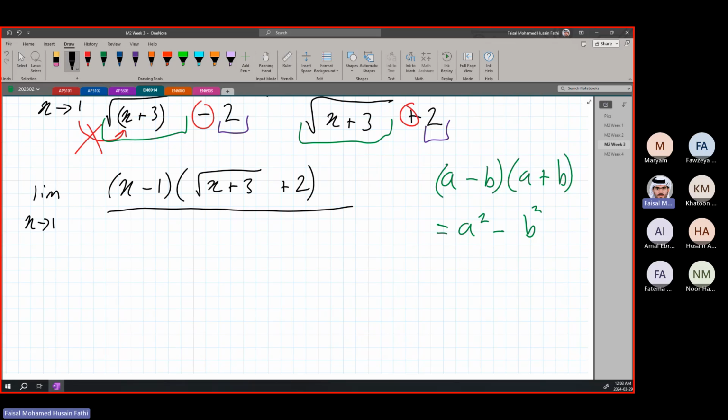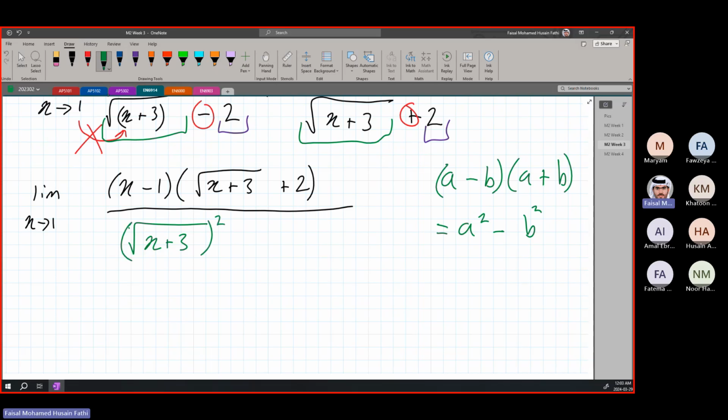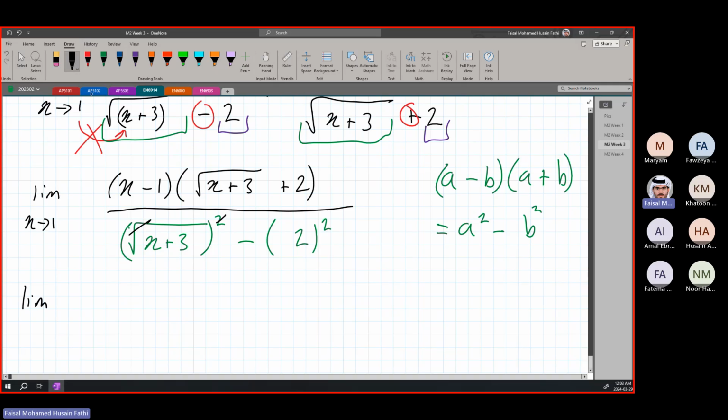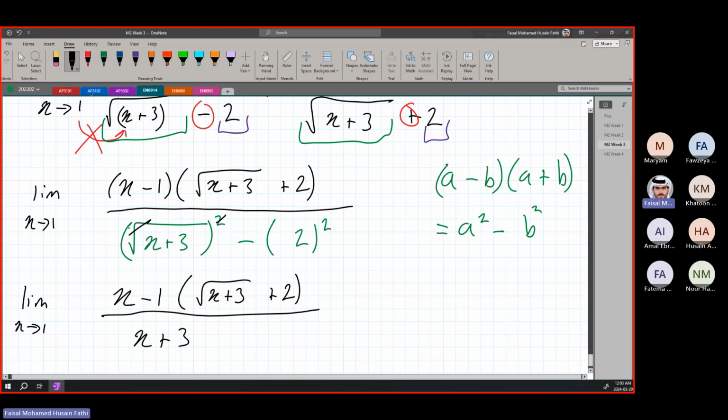So if we just write it down, again, our a is square root of x plus 3. So square root of x plus 3 squared minus square root of 2 squared. The square and the square root cancel, and minus 2 squared will simply be simplified. So limit of x as it goes to 1 of x minus 1 into square root of x plus 3 plus 2 over, the square root where the squared will cancel. You'll be left with x plus 3 minus 2 squared, which is 4.